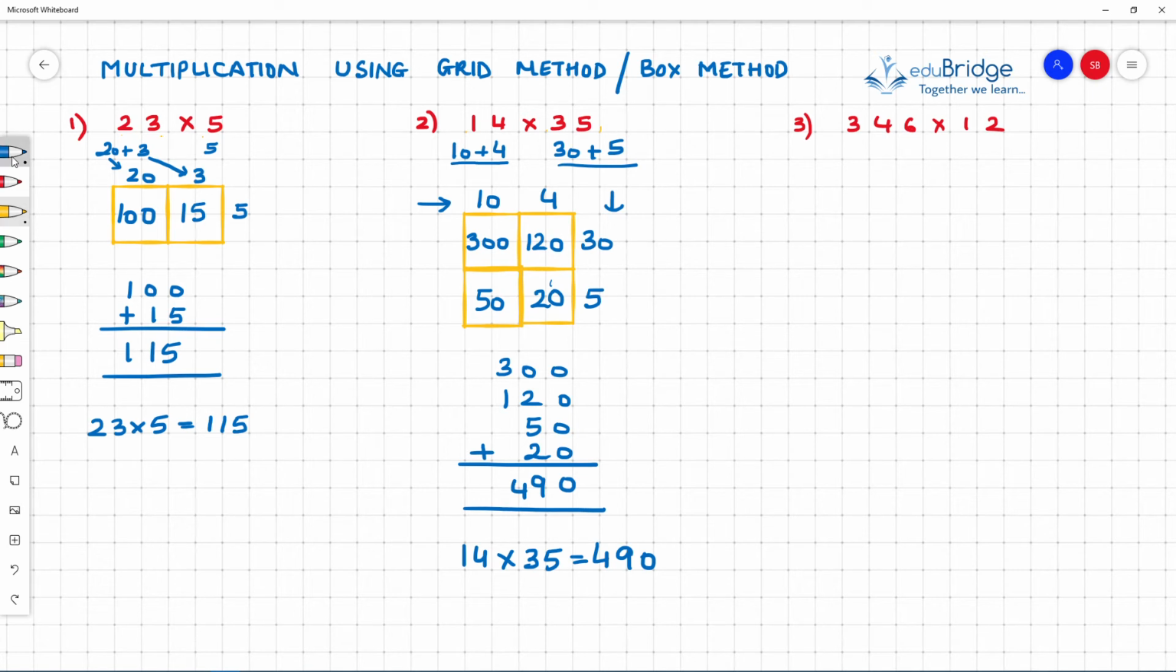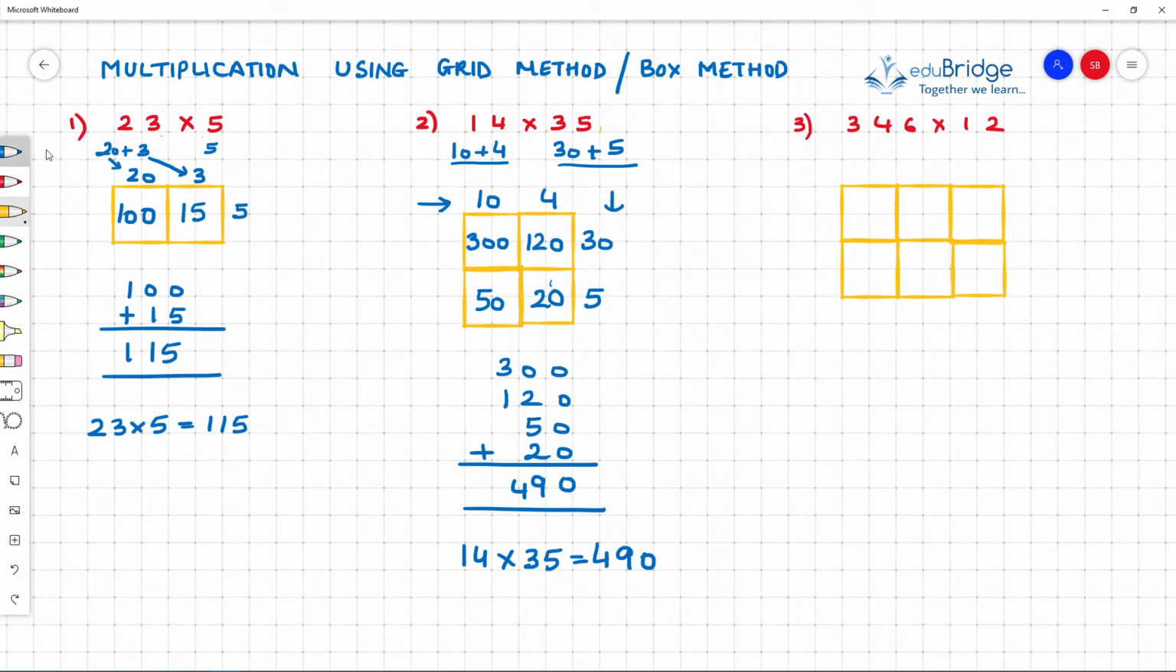Let's do one more example. So how many boxes do we make? You can make a guess now. 3 times 2 means 6 boxes. So it means 3 on one side because we have 3 numbers. 1, 2, and 3, and 2 rows. You can also consider them as number of rows and columns.